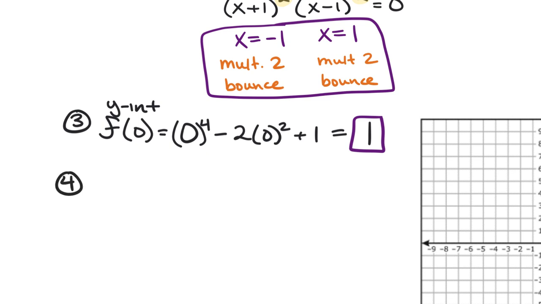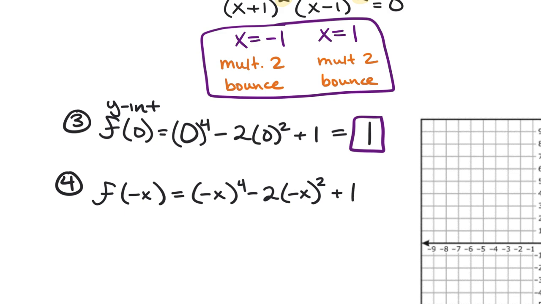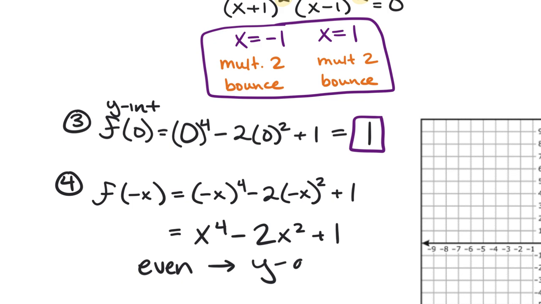Step 4 told me to check some symmetries. When we learned about symmetries in chapter 2, we learned that all you have to do is plug in negative x to the function and see what happens. So if I plug in a negative x everywhere there was an x and simplify, negative x to the 4th power is a negative times a negative times a negative times a negative. What is that? Positive. Then I'm going to do negative times negative, which again is positive, plus 1. Did anything change about this function? No, so it's called an even function, which means we are going to be symmetrical about the y-axis.